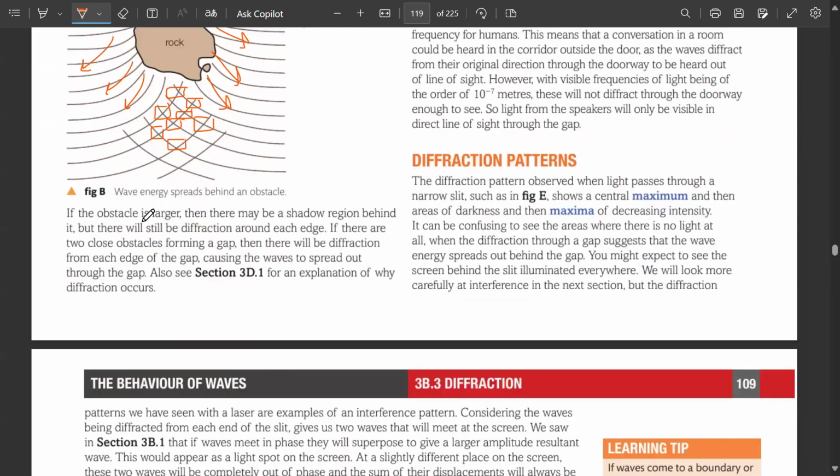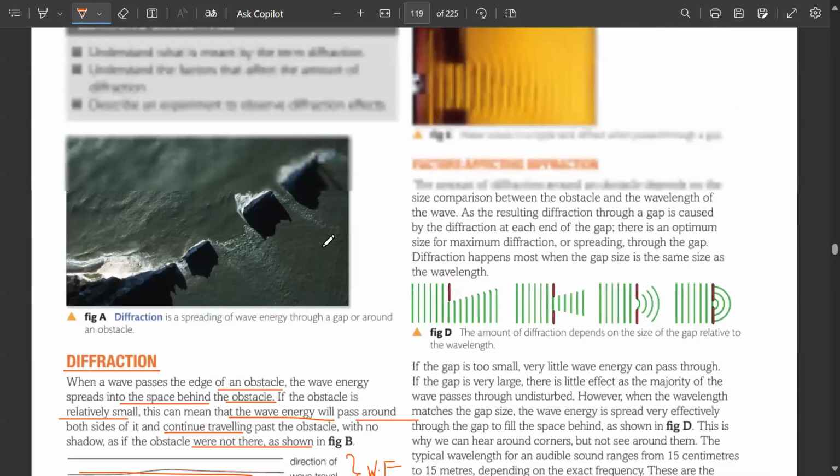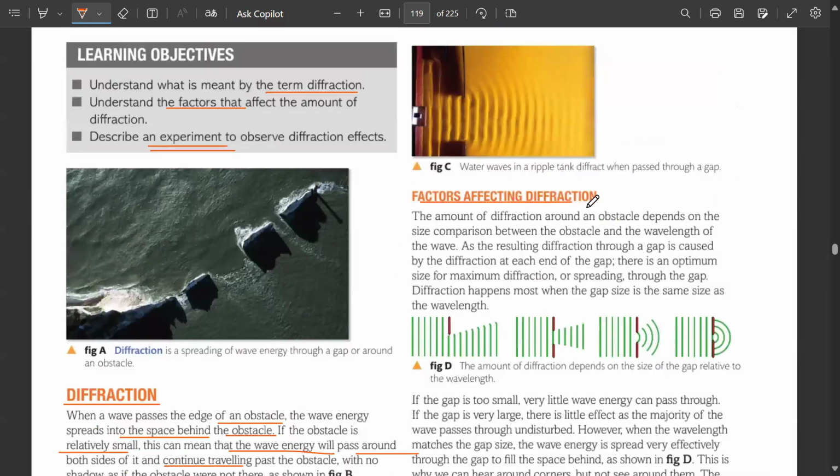If the obstacle is larger, there may be a shadow region behind it, but there would still be diffraction around the edge. If there are two very close obstacles forming a gap, there would be more diffraction. Remember, the smaller the gap, the larger the diffraction. So, what are the different factors that affect diffraction?